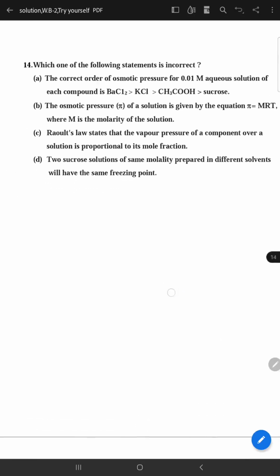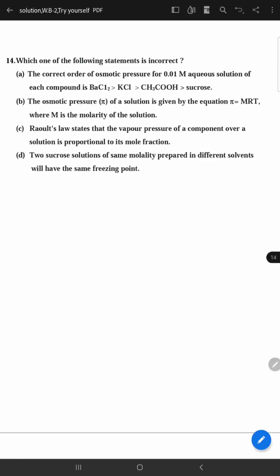Now we'll move on to the next question. Question number 14. Read that. Which of the following statements is incorrect? Remember, osmotic pressure of 0.01 molar solution of barium chloride, KCl, acetic acid, sucrose. Definitely the order is correct because osmotic pressure is directly proportional to the number of solute particles. For barium chloride you will get 3 solute particles, 1 barium and 2 chloride. KCl gives 2 solute particles, 1 potassium ion and another chloride ion. Acetic acid also gives 2 particles, but because it is a weak electrolyte, a little bit less when compared to KCl. But sucrose is a non-electrolyte. It will not dissociate, so you have to consider 1 solute particle. So that is the correct order.